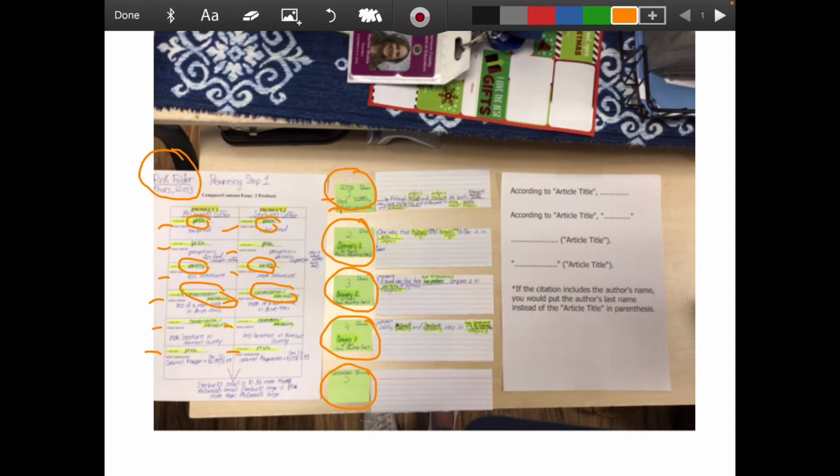Inside of the body paragraphs, 2, 3, and 4, wherever your two pieces of information from your two websites best fit, you're going to include 2 in-text citations. So here on the far right, you're going to include 2 of these, and there's 4 different ways you can write them. If the citation includes the author's name, you would put the author's last name instead of article title in parentheses.